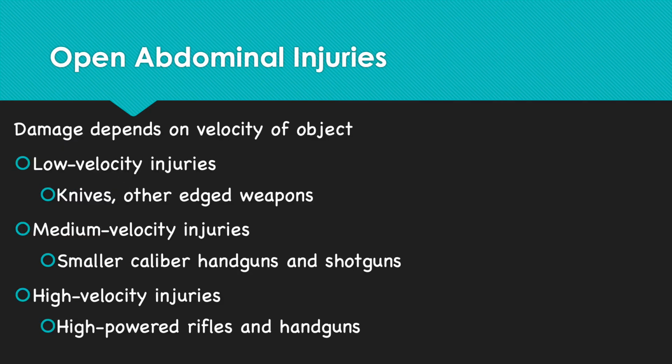An open abdominal injury, something to think about is the velocity of the object used to penetrate the patient's skin. Low velocity injuries are knives or other jagged objects. Medium velocity is more of the small caliber handguns, and the high velocity injuries, those are from the high powered rifles. It's alright if you can't determine what type of weapon caused the injury. You'll want to make sure, though, that you do know where the entry wound is and where the exit wound is.